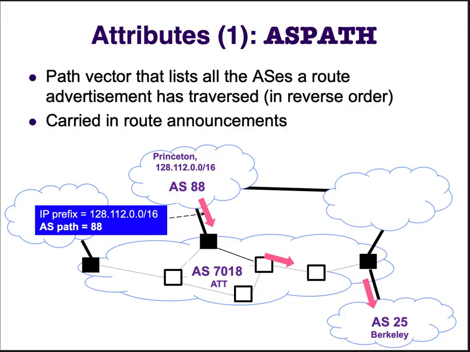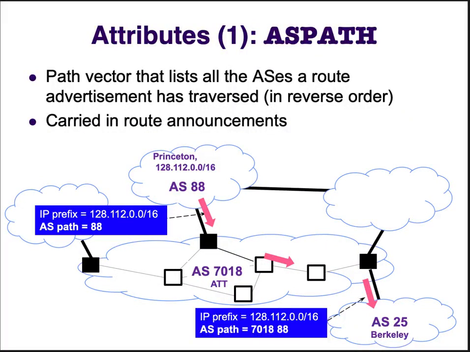If I go look at what that message being advertised between AT&T and Berkeley looks like, again, it has the IP prefix. It's the same prefix, unchanged. Now the AS path attribute says 701 888. So you know that your path is going through AT&T and then to Princeton. Okay, so pretty simple. AS path just records the vector of ASs needed to reach that destination prefix.